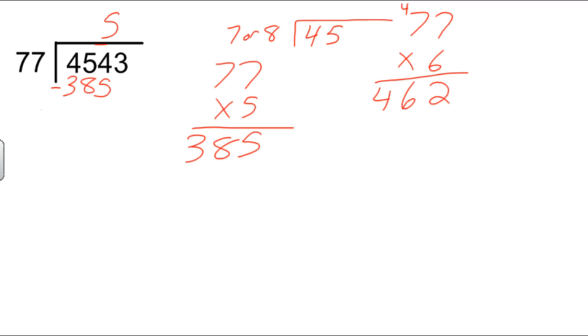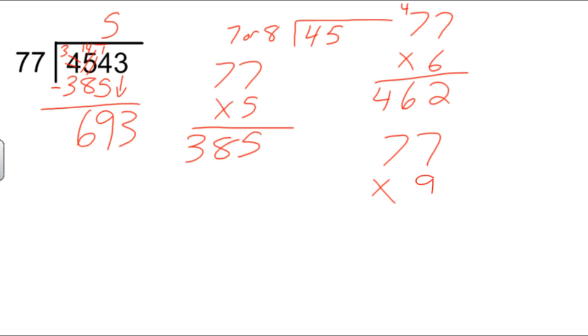Now subtracting, again, you have to be careful on the subtracting. I cannot take 5 away from 4, so I have to borrow. 14 minus 5 is 9. I can't go 4 minus 8, so I have to borrow. 14 minus 8 is 6, and 3 minus 3 is 0. I bring down my 3. I have 693. It's almost double my 385, so I'm going to try 9.